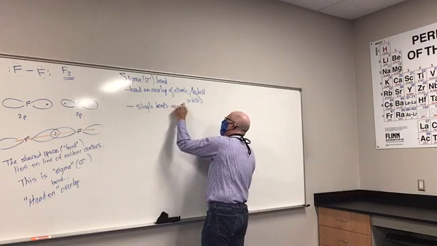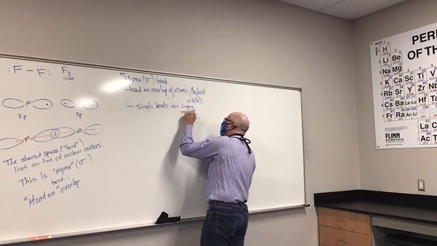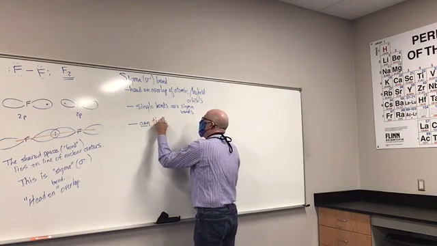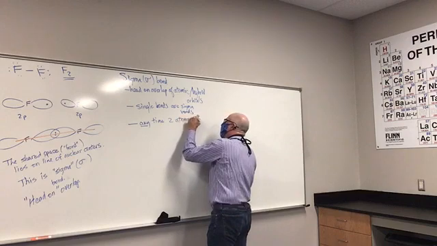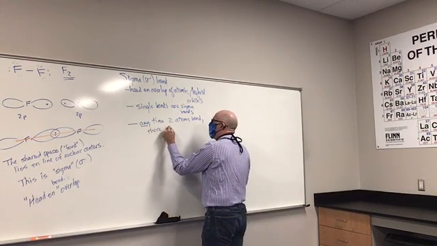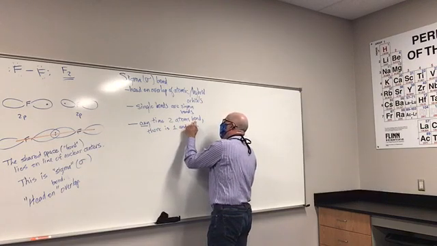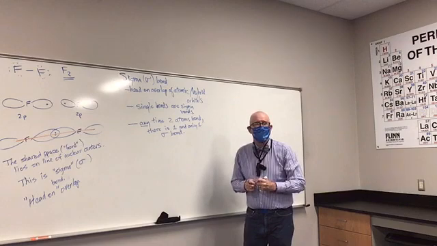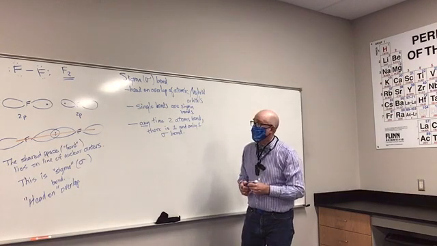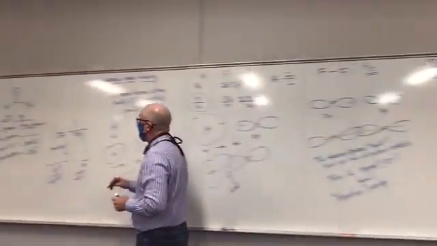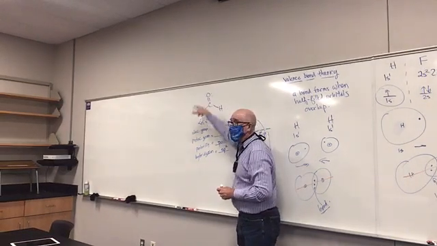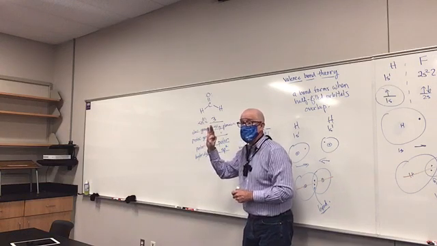Single bonds are sigma bonds. Anytime 2 atoms bond, there is one and only one sigma bond. So if I look at this molecule, that's 1, 2, 3 sigma bonds, because there are 3 occasions where carbon is bonded to something else.